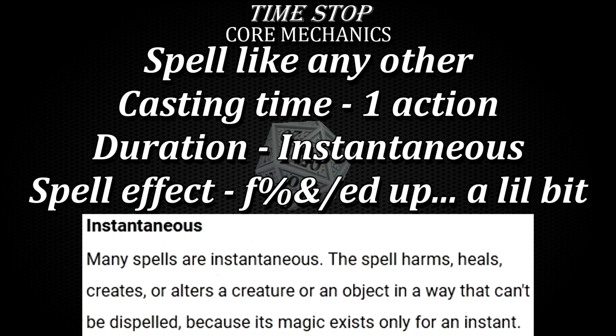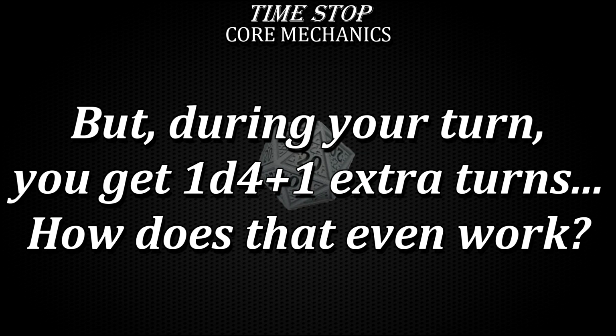In essence, Time Stop is no different than any other spell out there. It has all the standard spell information, but three of these matter the most for what I'm about to focus on: casting time, duration, and spell effect. You use your standard action to cast a spell, and then the spell effect occurs instantaneously as the duration suggests. But the spell effect itself is kinda weird. It gives you 2 to 5 extra turns.